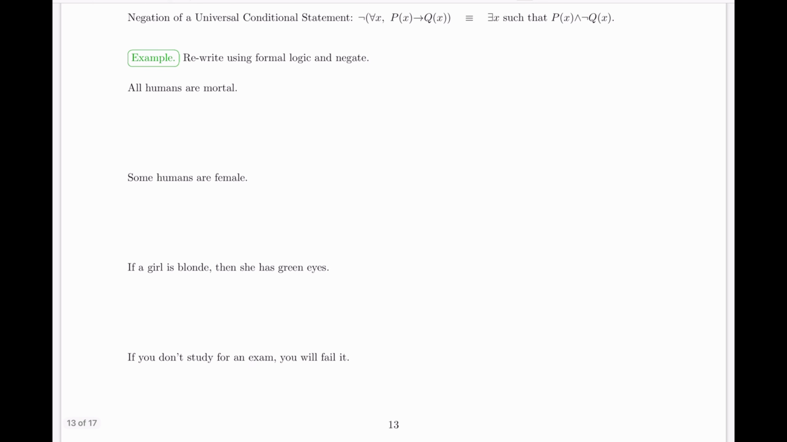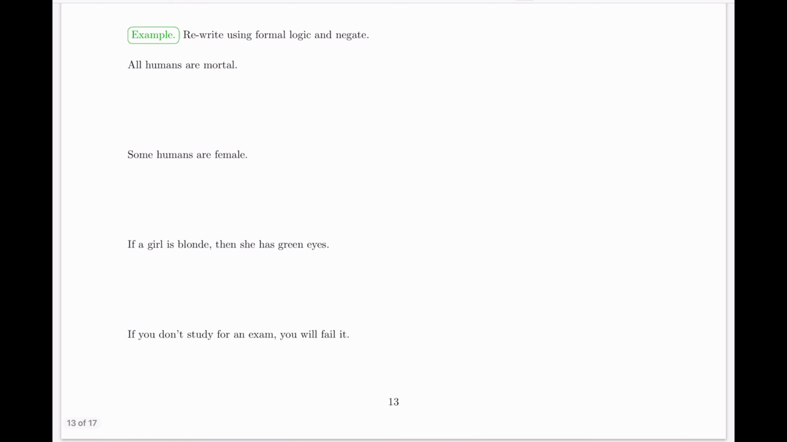There are a few exercises here to rewrite using formal logic and then negate. I'm going to leave these up for you as extra practice to fill in with the answer keys available. This is really excellent practice for using the actual "for all," "there exists," "if, then," and also practicing your negation.